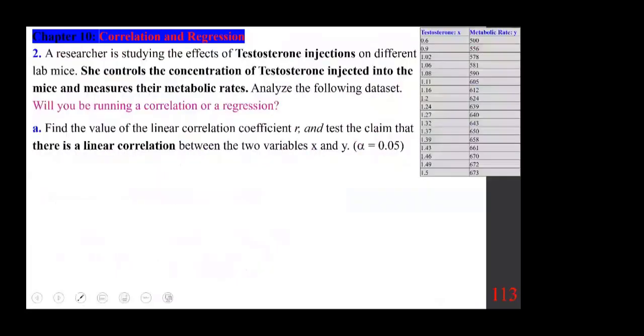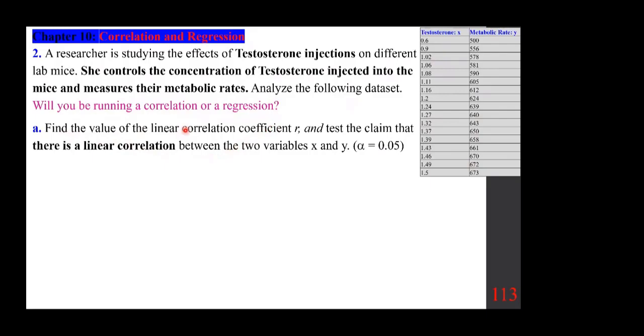We're going to look at a similar question. A researcher is studying the effects of testosterone injection on different lab mice. She controls the concentration of testosterone injected into the mice and measures their metabolic rates. Analyze the following data. Here's the given data. Will you be running a correlation or regression? And we want to find the value of a linear correlation, and so on and so forth.